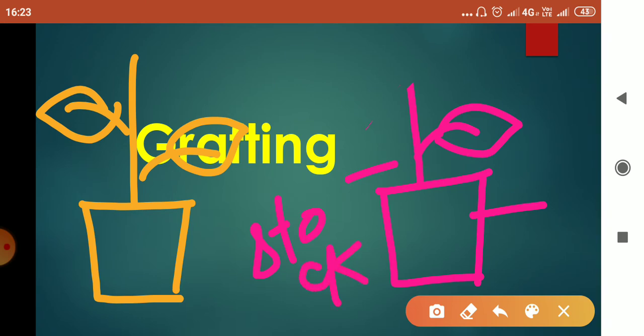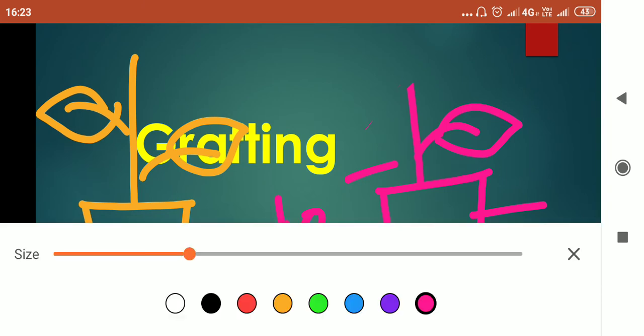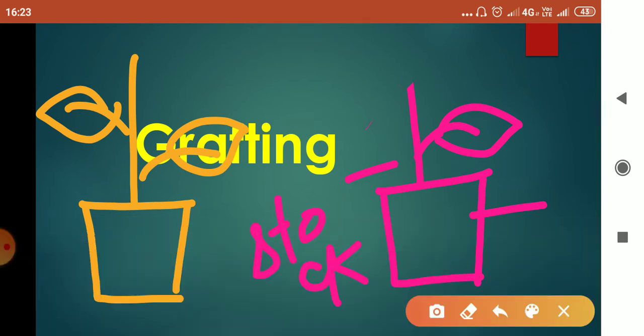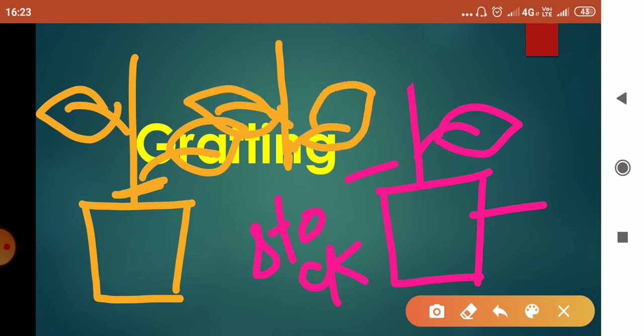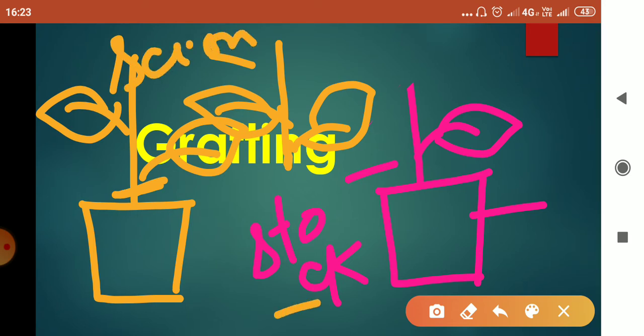Now what we are going to do here is, we will make a cut in this also like this. And after cutting it, we will get it here. And then this is called the scion. Remember, the stalk is rooted and the scion is not rooted. It is cut from the main plant.